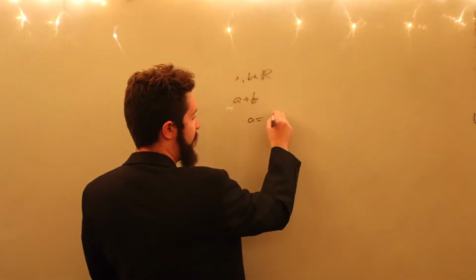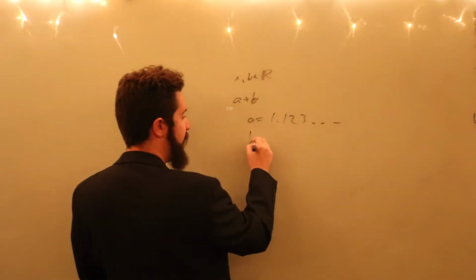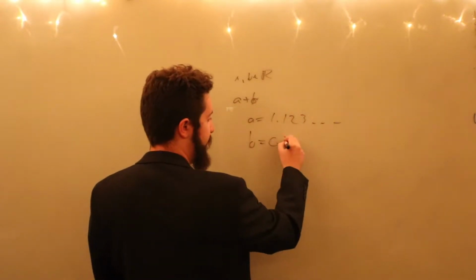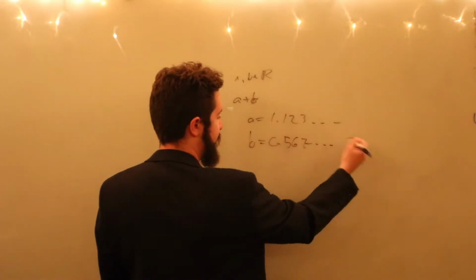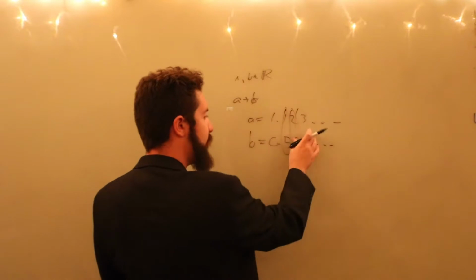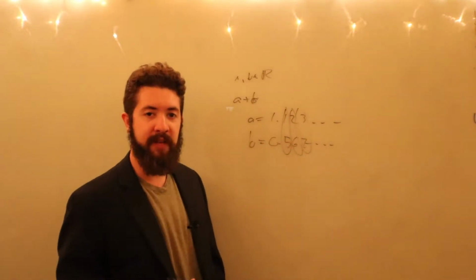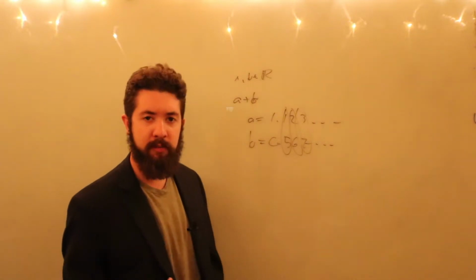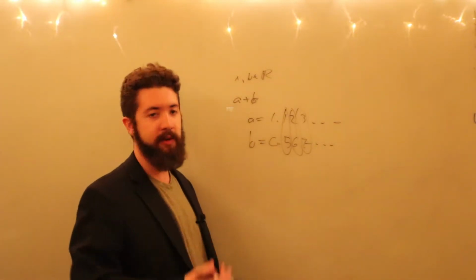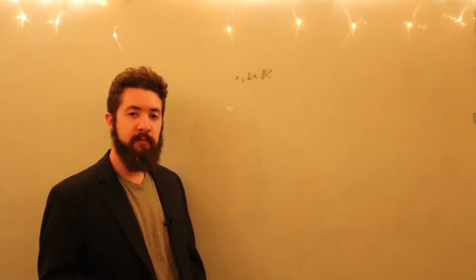So that if we have a equal to 1.123 blah blah blah, and b is equal to 0.567, etc., we could just add decimal by decimal place. And at least in principle, it should make sense that we can add any two real numbers, and it's going to give us another real number. So the real numbers are closed under addition.